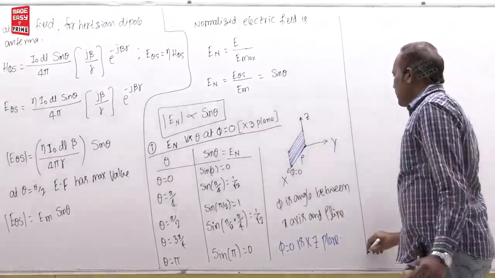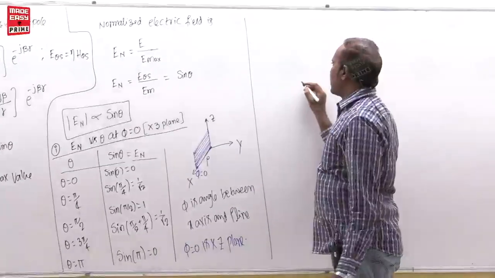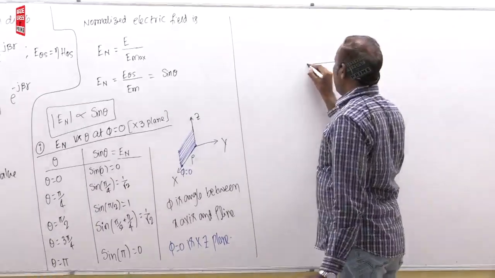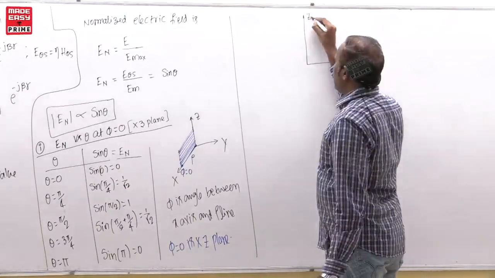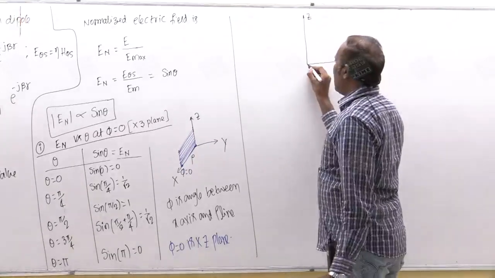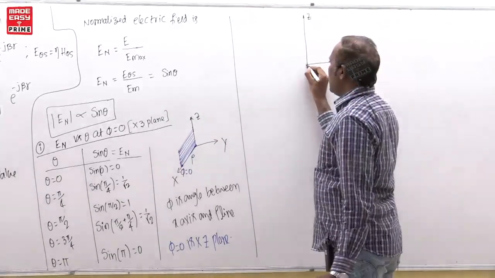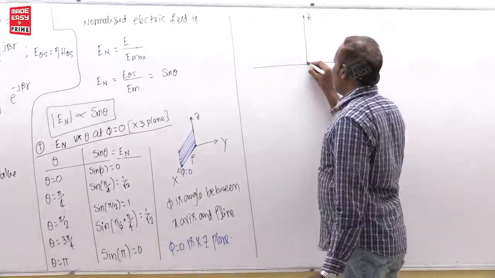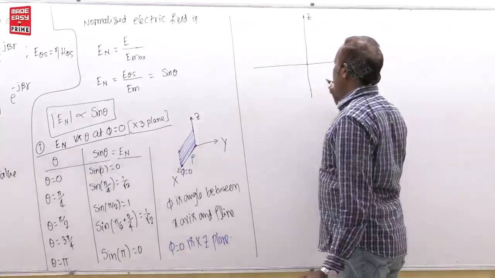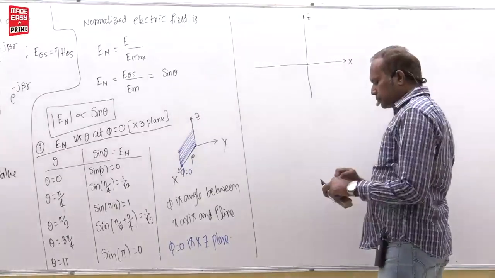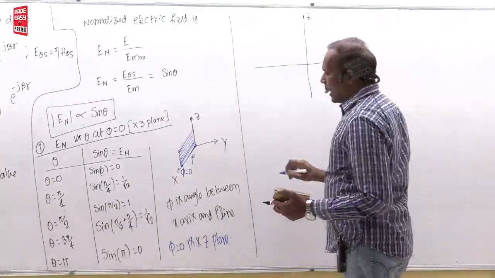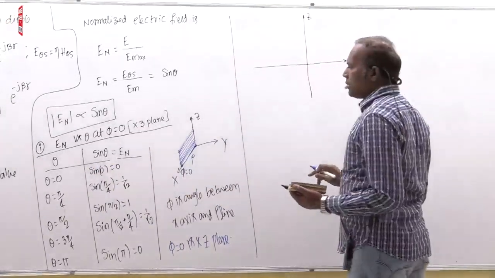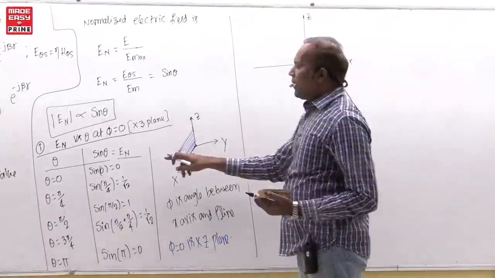Now you see this one, x-axis I am taking here like this, and this is the z-axis. So in the xz plane, automatically this one will be the negative x-axis. So anyway, we are drawing the xz plane, students. Now at phi equal to 0, theta is equal to 0, and the electric field value is 0.